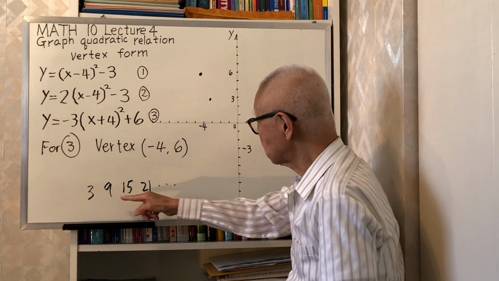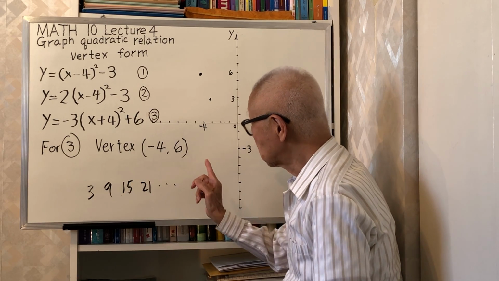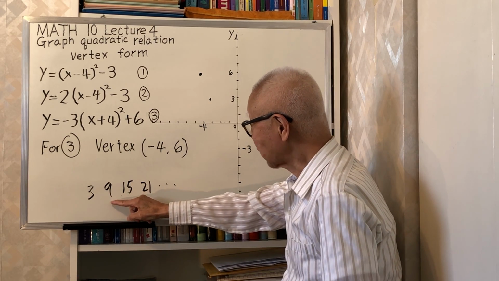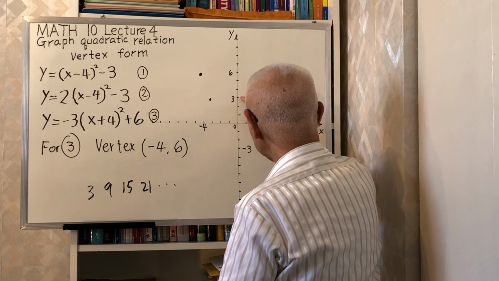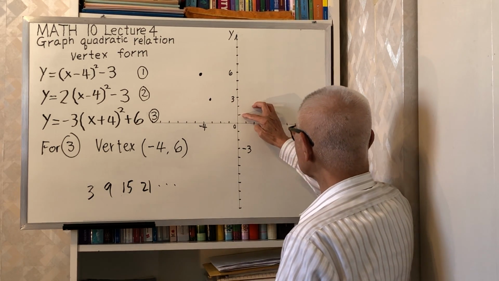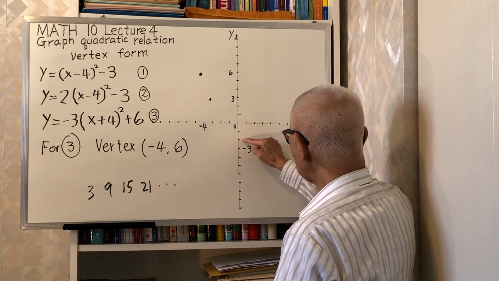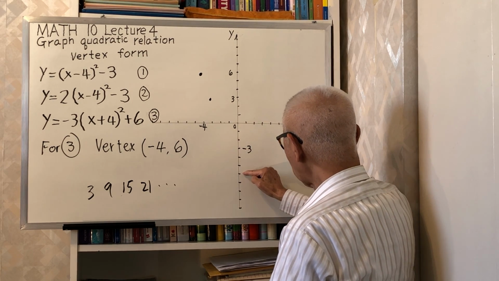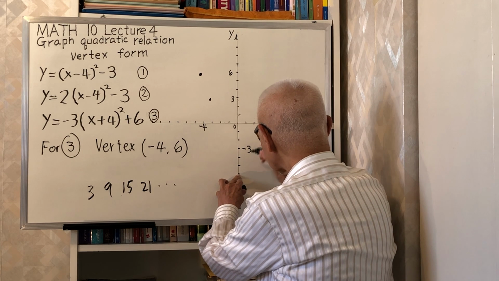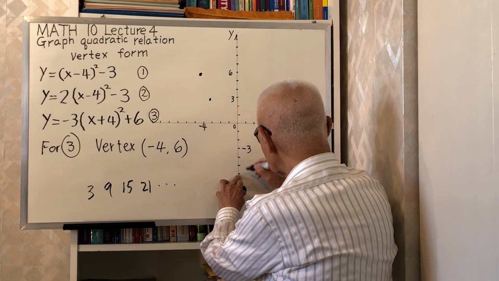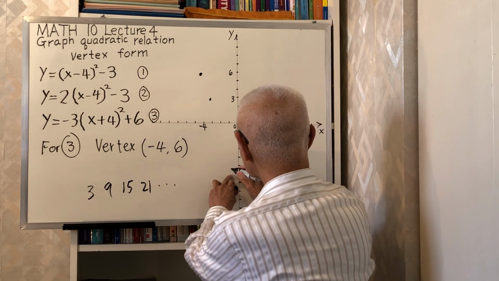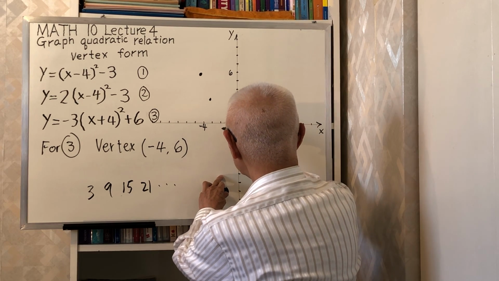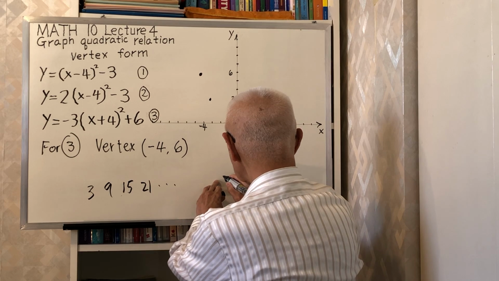One step to the right, I go down 9 units. So it's already here. So 9, you count 9. 1, 2, 3, 4, 5, 6, 7, 8, 9. It's here. So this should be -6. Okay. So I should have a point here.